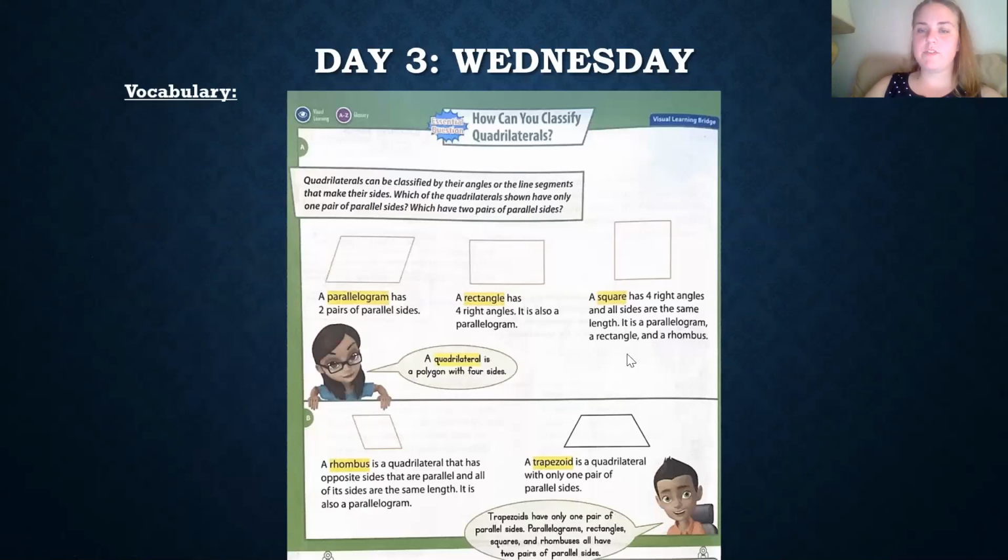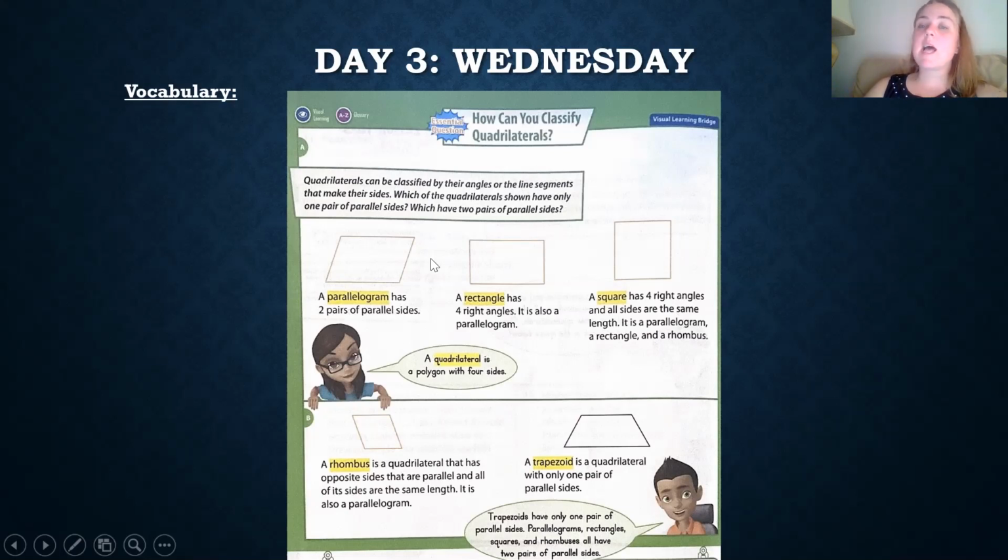Okay, let me move this so you can see. So the first one, and what I did was I went ahead and wrote all this down in my notebook. So you really should copy this information into your notebook. It's really going to help you going forward, because this is a lot of information to remember. So quadrilaterals can be classified by their angles or the line segments that make their sides. So now we're going to go ahead and look at each one.